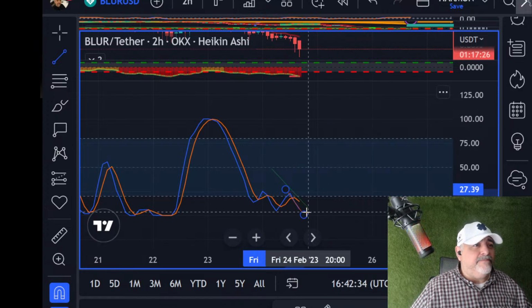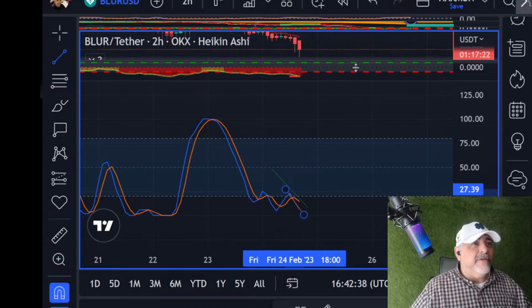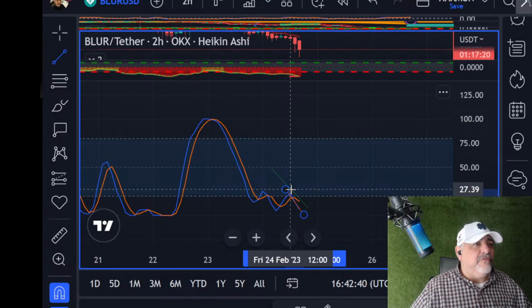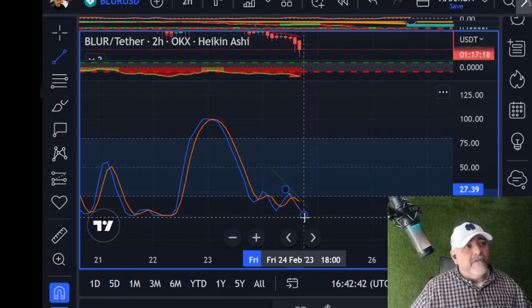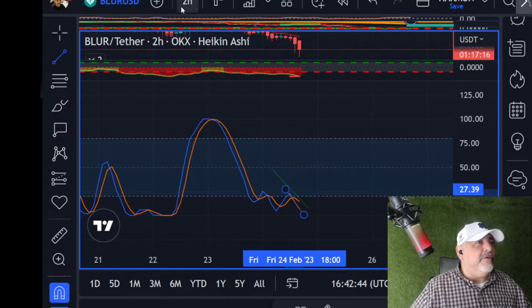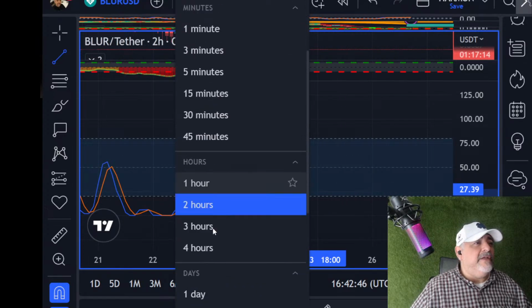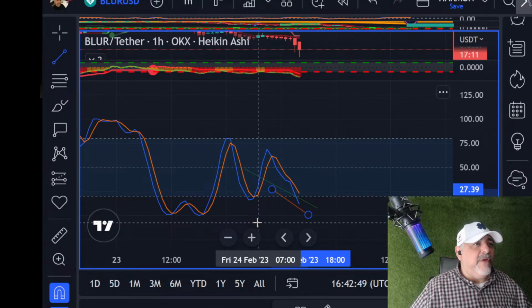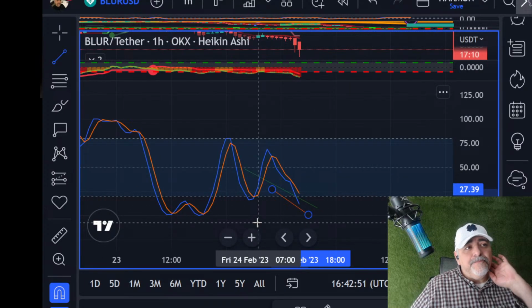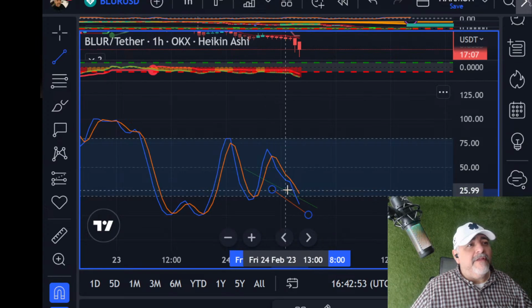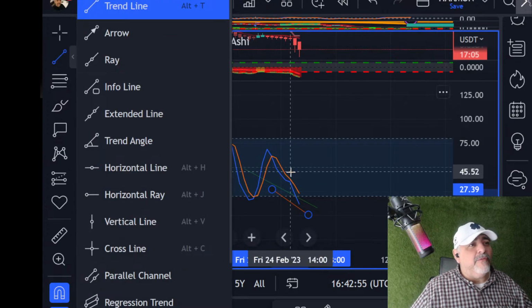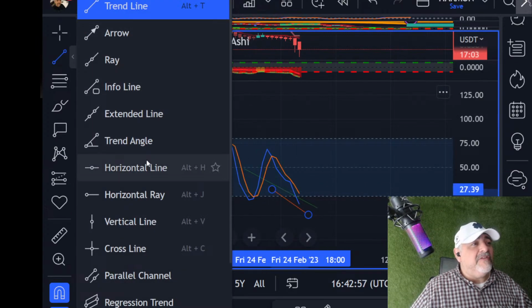Here's your 2-hour right there. The 2-hour has already gone through its position of running up and bouncing, so this looks like it's actually gearing up. Blur looks like it's getting ready to start reversing a little bit sooner than most. The difference is you have a 1-hour here that still has room coming down, so Blur right now looks like a still solid downward movement.